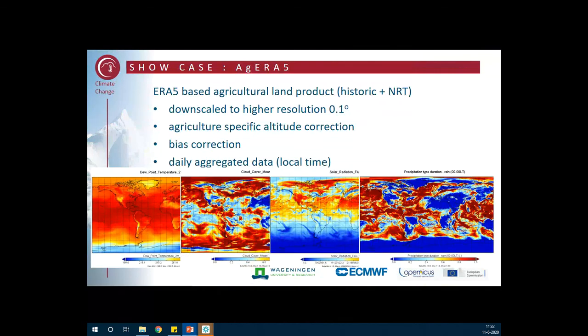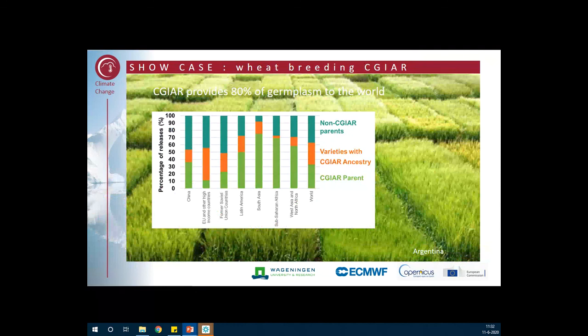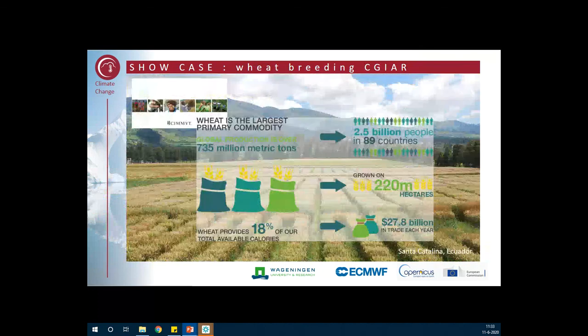Well, some examples of products that are in there. In this case, we work together with CGIAR. I already told you, especially with CIMMYT, the institute responsible for breeding programs, mostly of wheat and maize. And you have to realize that CGIAR is very important in providing seeds around the world, especially in tropical countries and less developed countries, that of course have to be adapted to local climates.